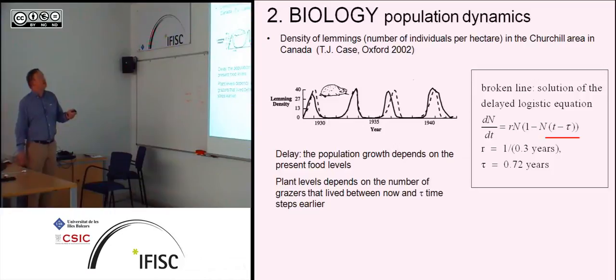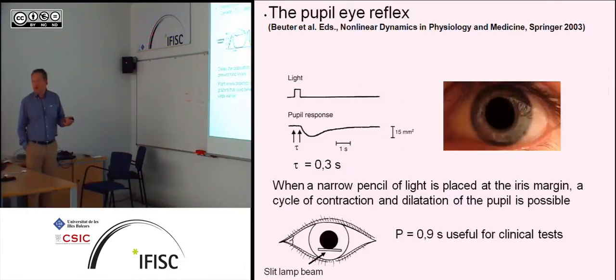I can give you other examples, for example, where in the lab people are forcing the population to oscillate. For example, with insects, the way they feed the larva and the adults allows them to have some extreme conditions here. And again, the logistic equation is used to explain the oscillatory growth of the population.